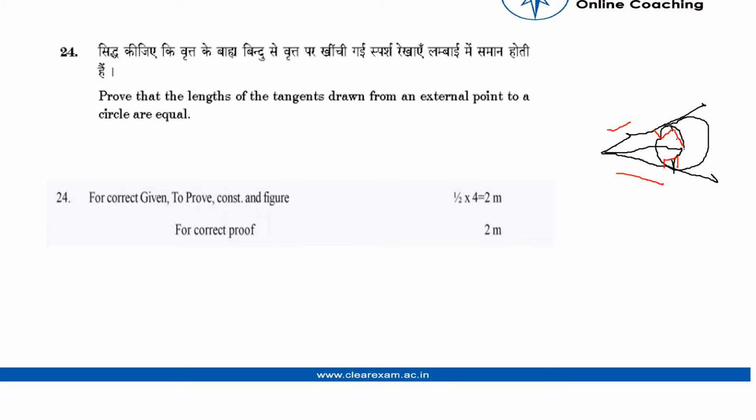Now consider these two triangles. Let this point be P, let this point be A, and let this point be B. So according to the figure, O is the center. According to the figure, AO is the common side between these two triangles, and OA and OB are equal as the radius.